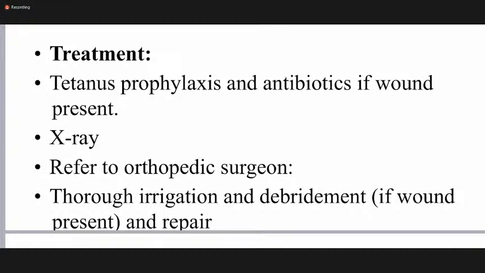In theater, we'll do thorough debridement and irrigate the wound in case it's a wound. And if no wound, we'll go straight ahead and repair the tendons. Sometimes you may need to do debridement initially, then come later on, once the wounds look not infected, you can now do the tendon repairs. Usually use non-absorbable suture like nylon to repair tendons.